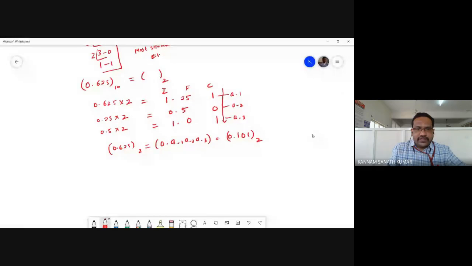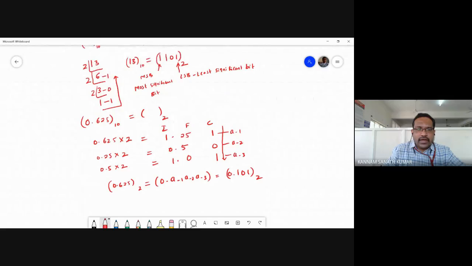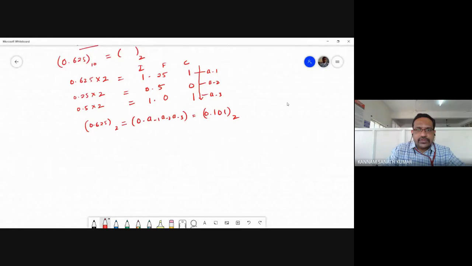So here 0.625 is there, no? If you want to convert 0.625, if it is an integer, you have to take the result from bottom to top. And if it is a fractional value, you have to take the values from top to bottom. So the result will be like this: 0.a minus 1, a minus 2, a minus 3. Here a minus 1 is 1, a minus 2 is 0, and a minus 3 is nothing but 1. So 0.625 in binary form is 0.101.